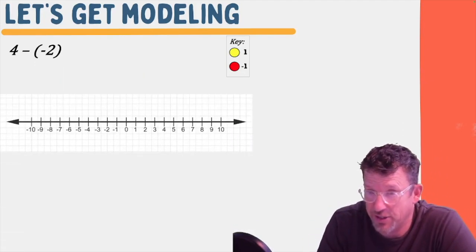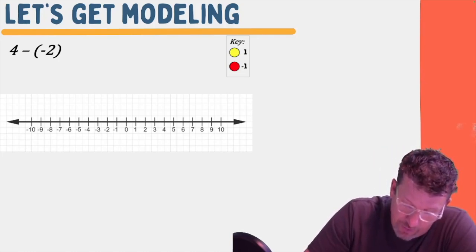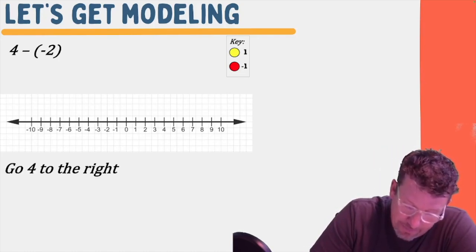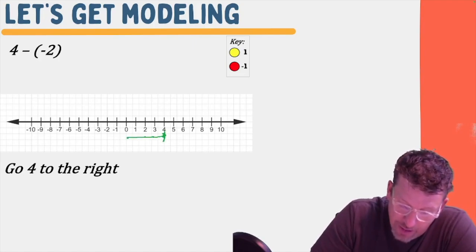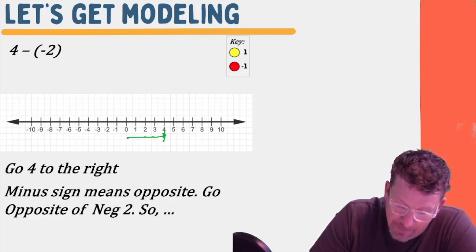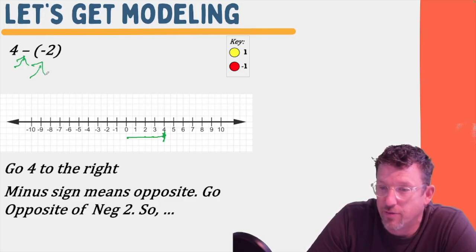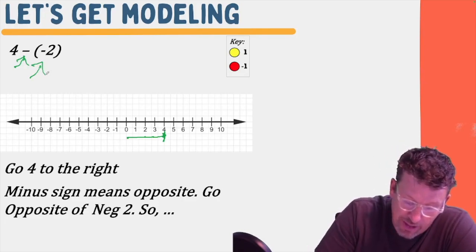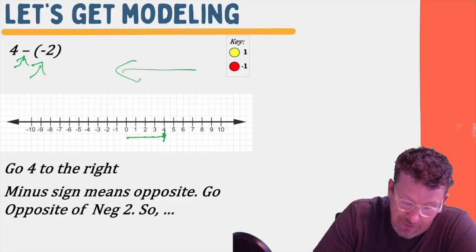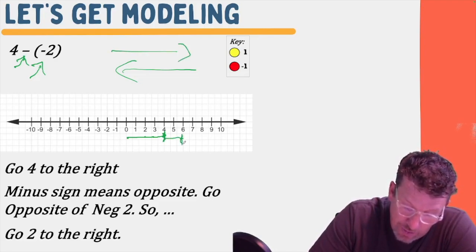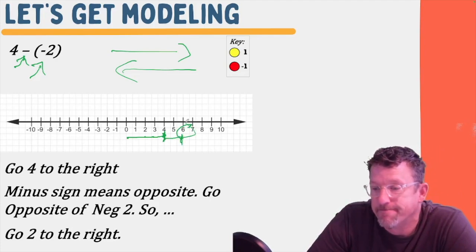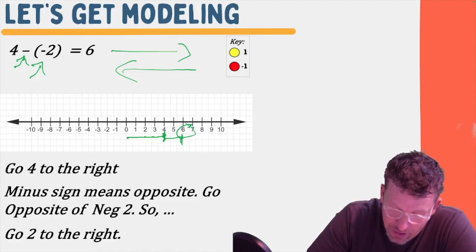Makes more sense. Now, pay attention to the wording I'm going to use. So I start at 4, and I go to the right. So 1, 2, 3, 4. Okay, so there's my 4. I'm at 4. And the minus sign means opposite. So I'm going to go the opposite of -2. Well, what's the opposite of -2? So -2 normally goes that direction, doesn't it? So what's the opposite of that direction? It's this direction. So I'm going to go the opposite. So I'm going to go to the right 2 more. And I'm going to end up at 6. It's just all happening, isn't it? Let's go and do another one.